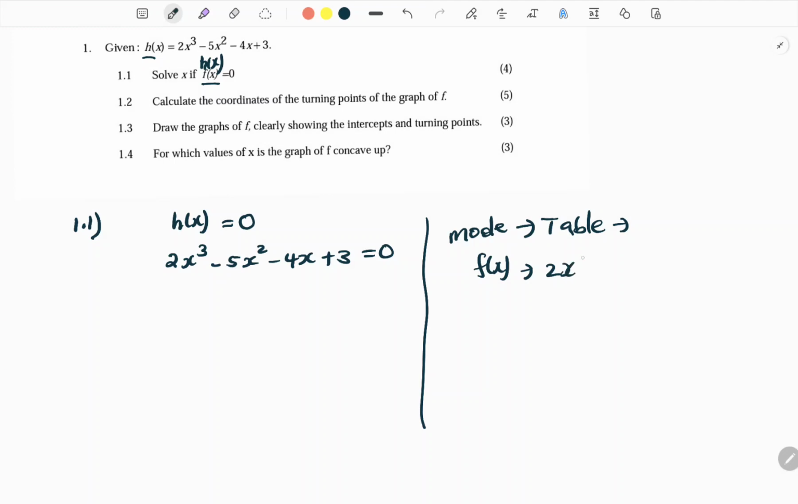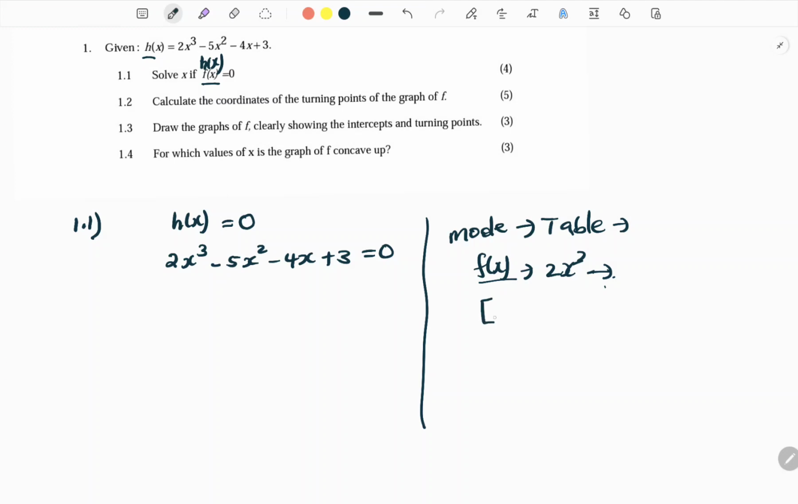cubed, and minus 5 alpha x squared. Then minus 4 alpha x, and then also plus 3. Then when you are done inserting your f of x, you do not have g of x, you press equals to start.